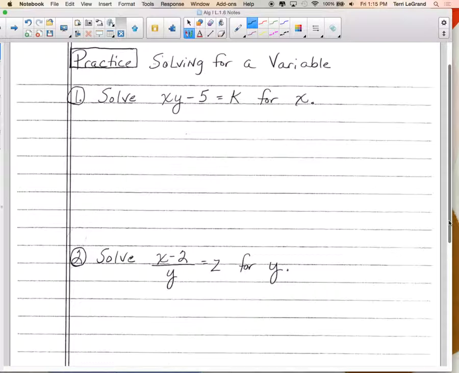How many variables does it have? 3. Okay. Well, we're supposed to solve it for x. Okay, that's kind of important. What's it solved for right now? K. K is by itself. Okay, what do you think would be a good first move then?